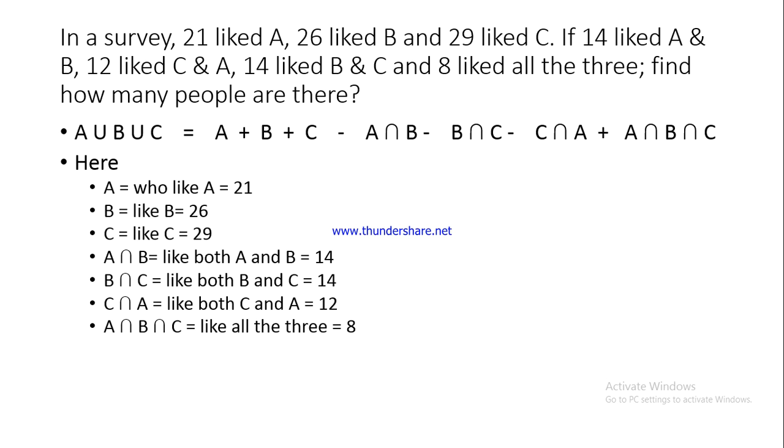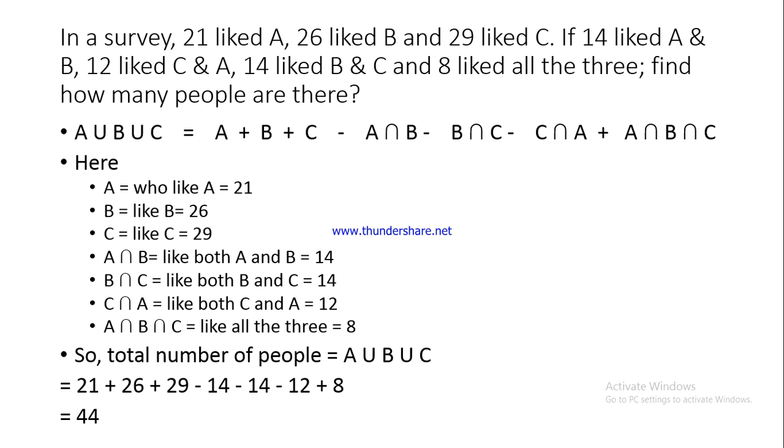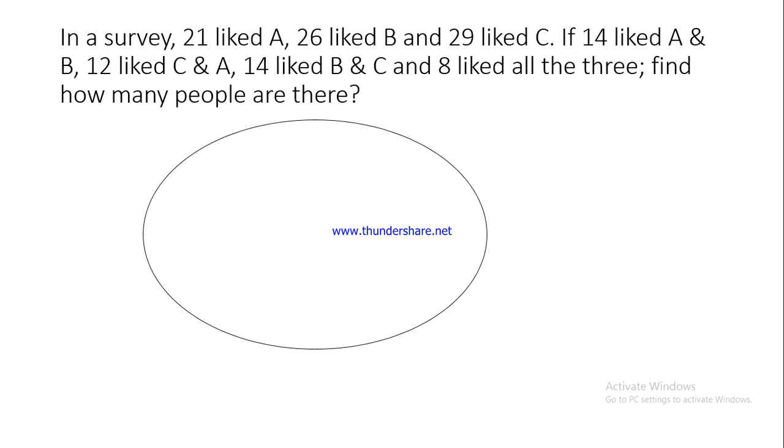Now that we have all the values which are required in this particular formula, you can calculate A union B union C by putting in these values, and this will be the result that you will arrive at. So this will give you the total number of people as 44. Right? Now let us try and solve this question using the Venn diagrams.